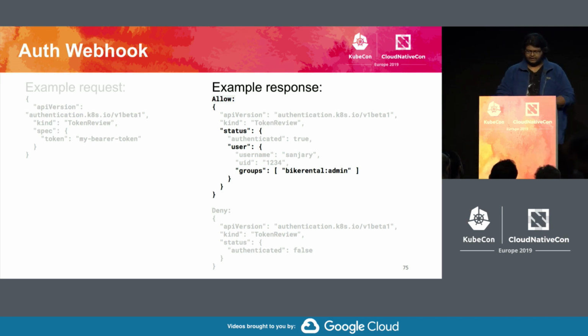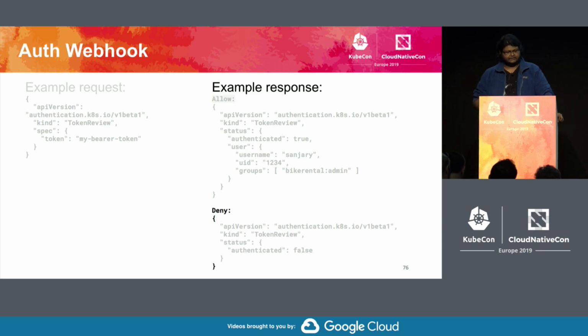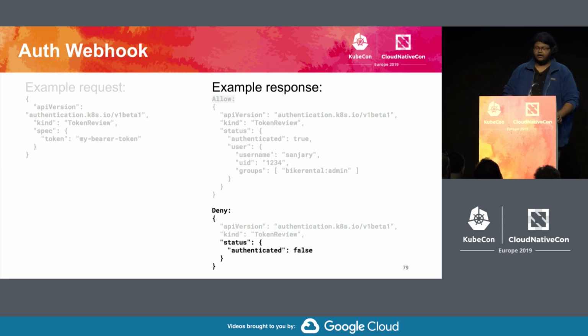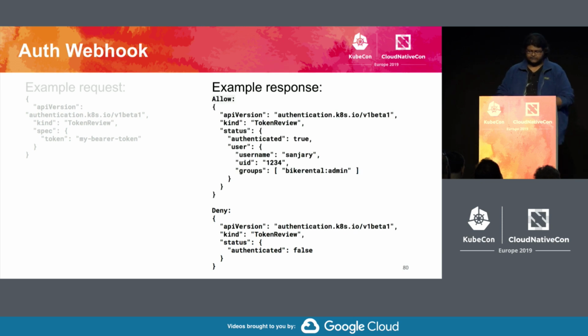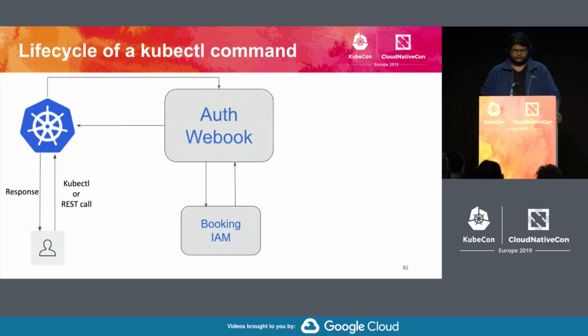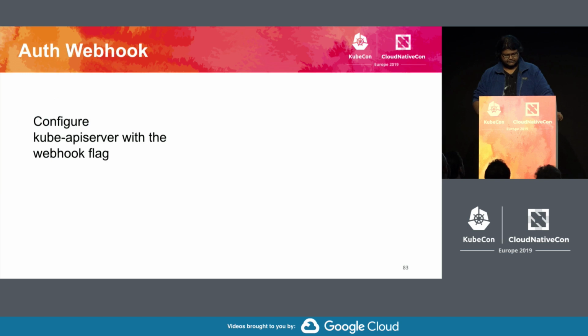We'll see that afterwards. After that, if the request is rejected instead of being allowed, then the response looks like this. It's the same as the allowed response. The kind will be token review, but in the status, it will be authenticated false. And the user will get this response all the way back in the output of the kubectl command that the user ran. So this is the custom auth workflow that happens in our cluster, and it happens consistently across all of our clusters. Now we saw how the example request and response look.